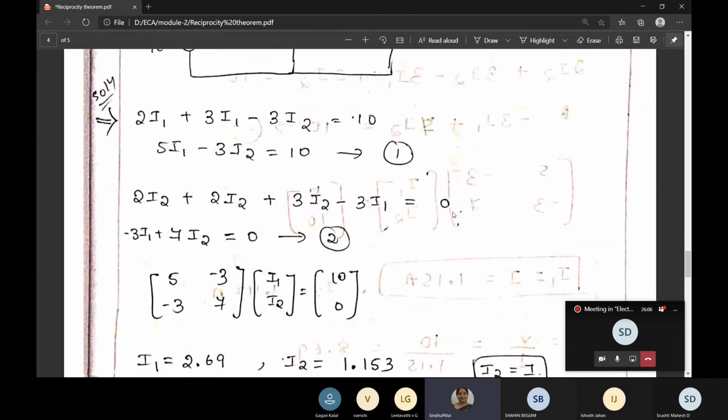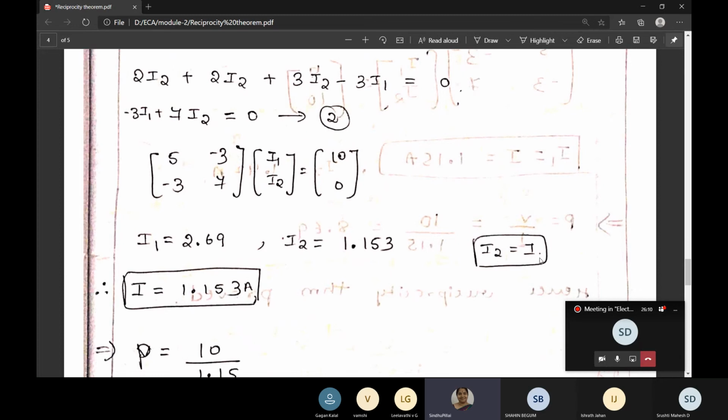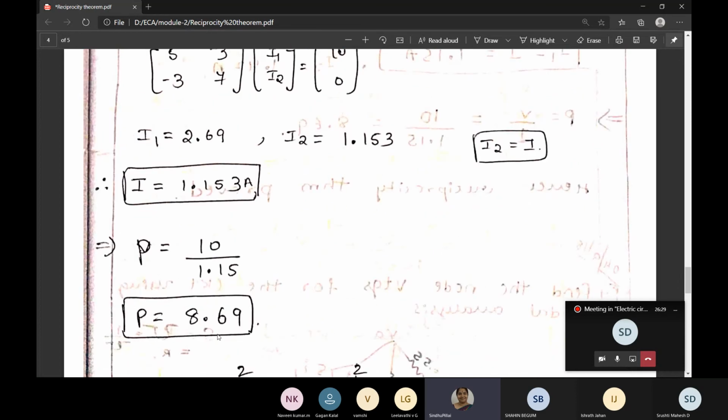Write the two loop equations and find I1 and I2. I2 is nothing but I. So what is I? It is 1.153 amps. So the ratio is 10 divided by 1.15. This is the ratio of the reciprocity theorem, that is, excitation divided by response, which is 8.69. This ratio is written here.